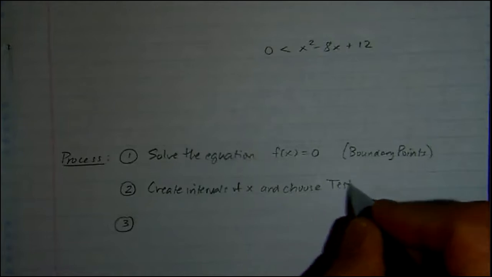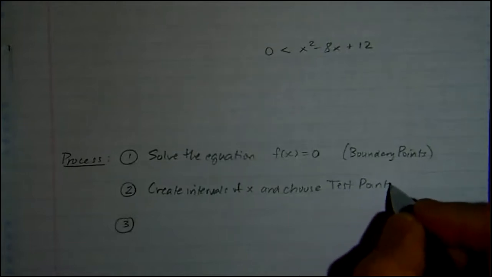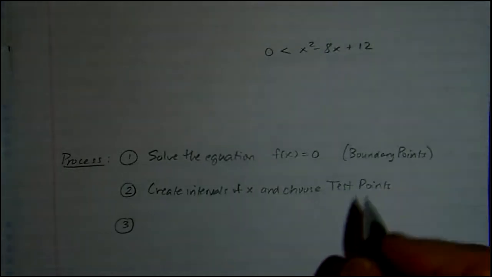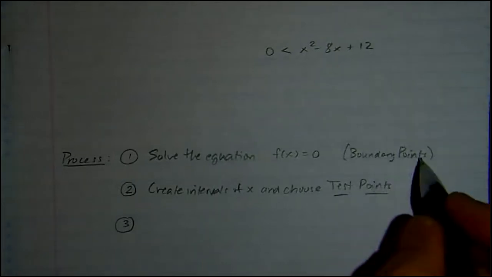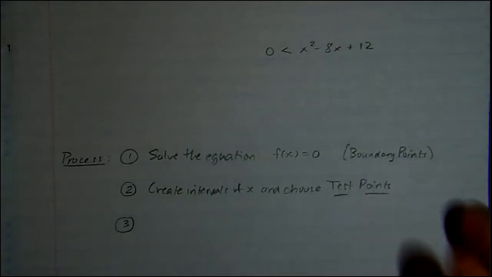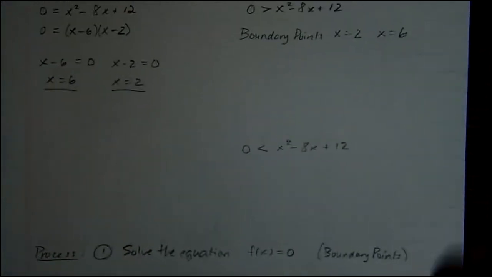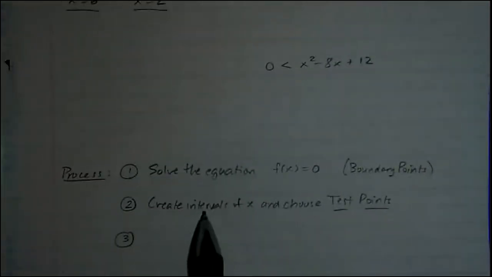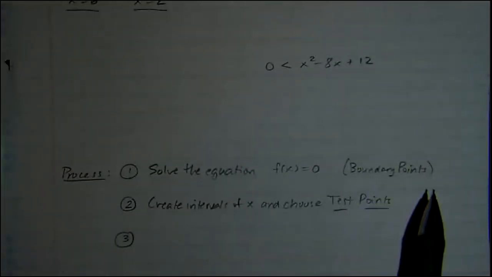Test points. Okay, test points. So there's two kinds of things: there's boundary points and there are test points. The boundary points are the values of x that actually make the equation equal 0. The test points are going to come from the intervals I create using the boundary points.